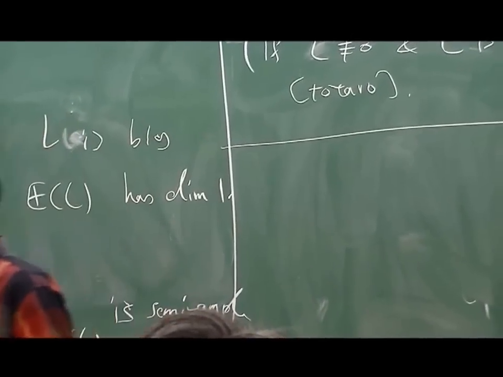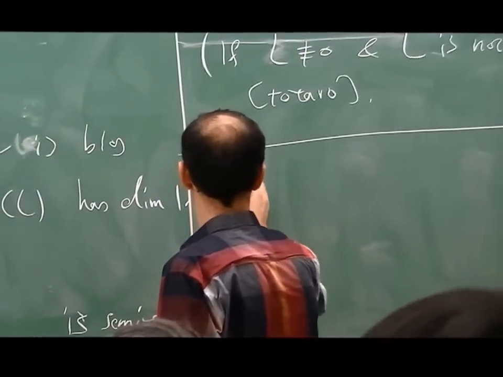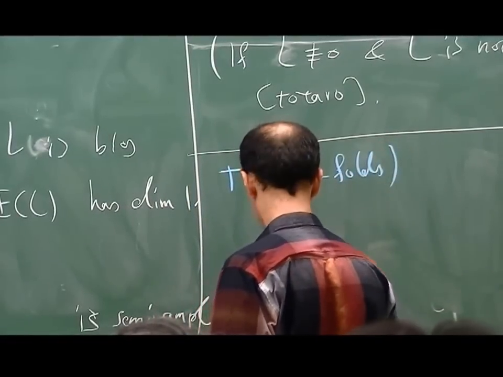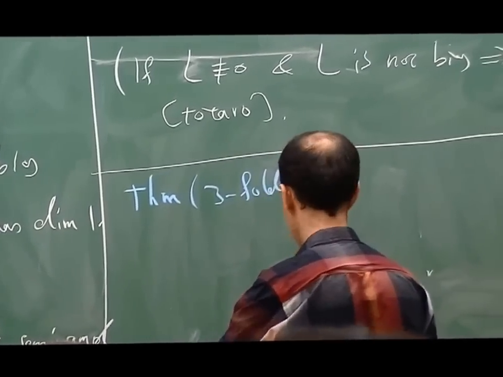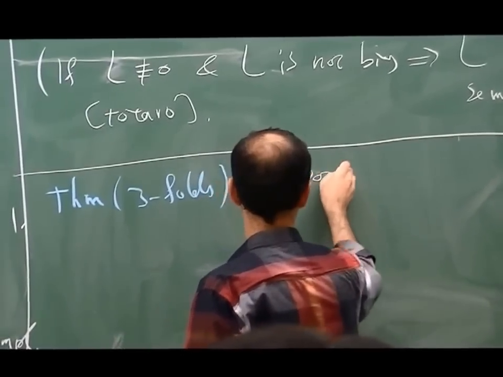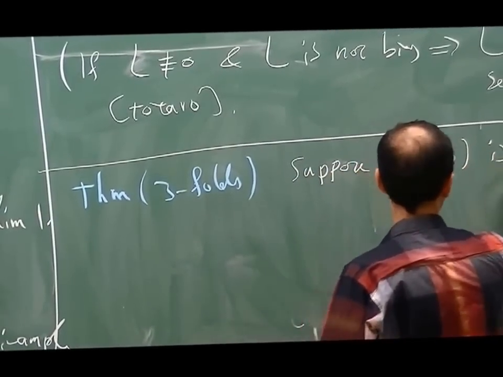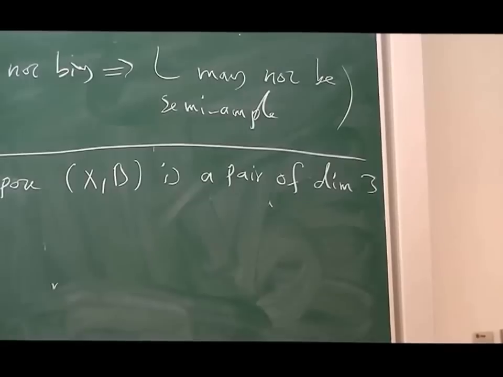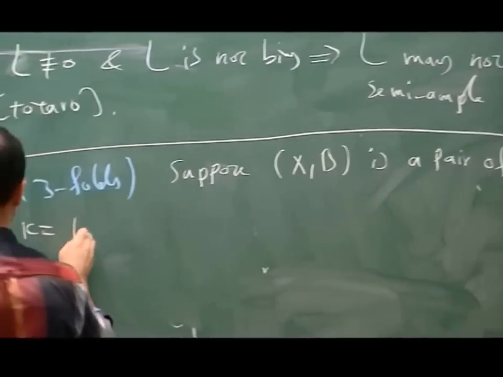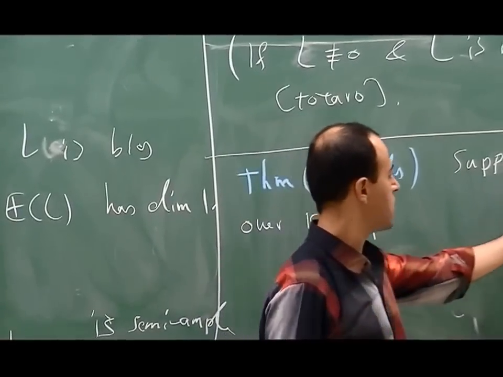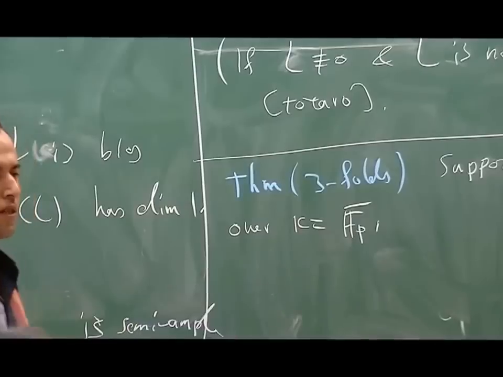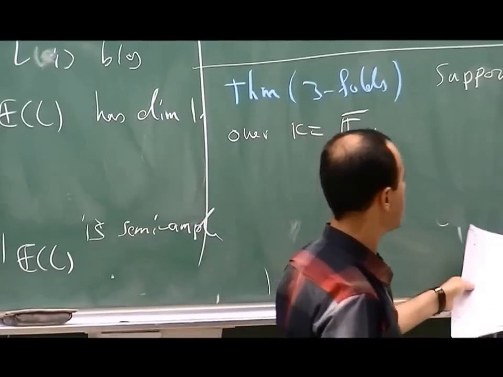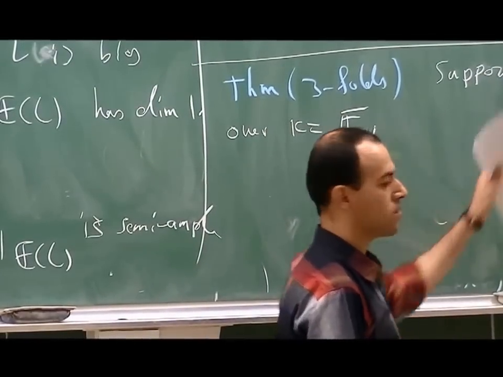Okay, so we got some nice examples, and now we have got more serious stuff: this theorem on threefolds. Suppose that (X, B) is a pair of dimension 3, defined again over F_p. If you don't like this extra divisor B, you can maybe just ignore it, but actually the proof is quite important. You see there are also boundary divisors, but this could just come from a smooth projective threefold over F_p.